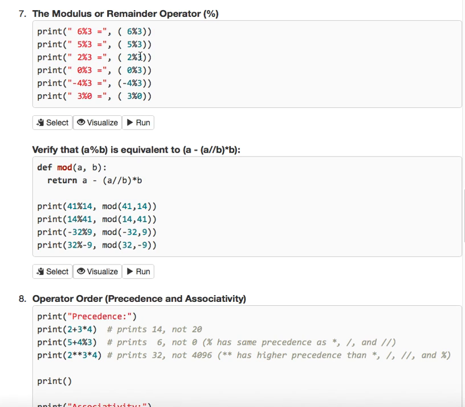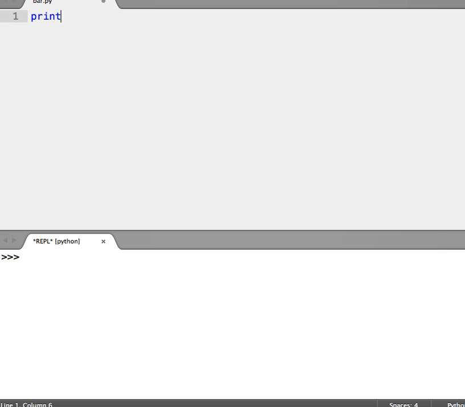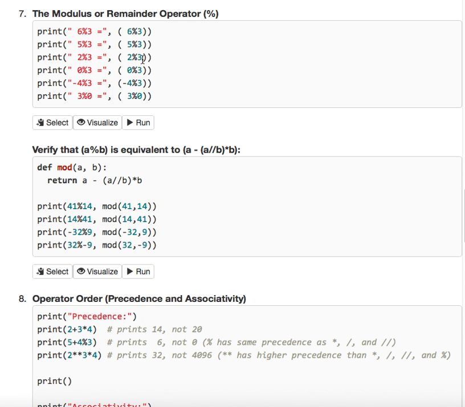2 mod 3. Well, anytime you have a number smaller than another number, you take out all of the multiples of 3 that you can from here, which would be none of them, and what's left would be 2. So therefore, 2 mod 3 is 2. 0 mod 3, similarly, 0 mod any number at all. The remainder after you divide 0 by 3 would be 0. So this is 0.